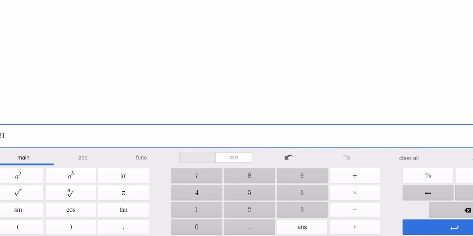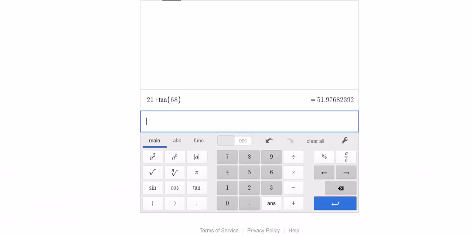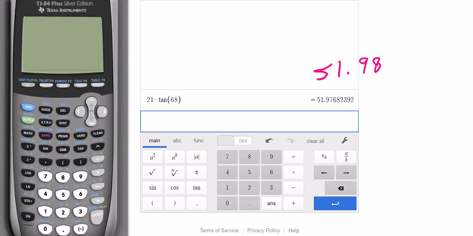So if we're going to do this problem, it's 21 times tangent of 68. Close the parentheses. I hit enter, and I get 51.9768, blah, blah, blah. We can round this up to 51.98 if you want. I'm rounding to the hundredths place in this case. The assignments will tell you what decimal to round to.